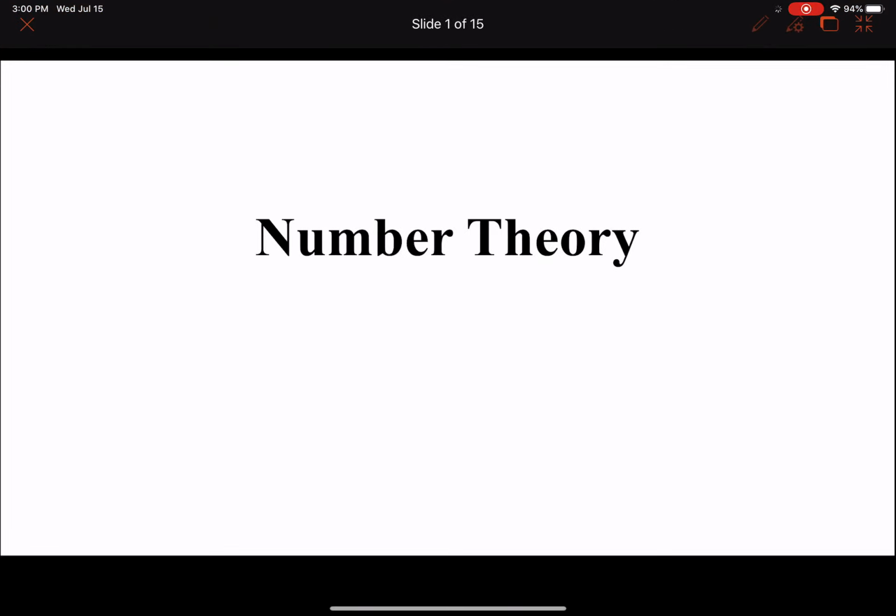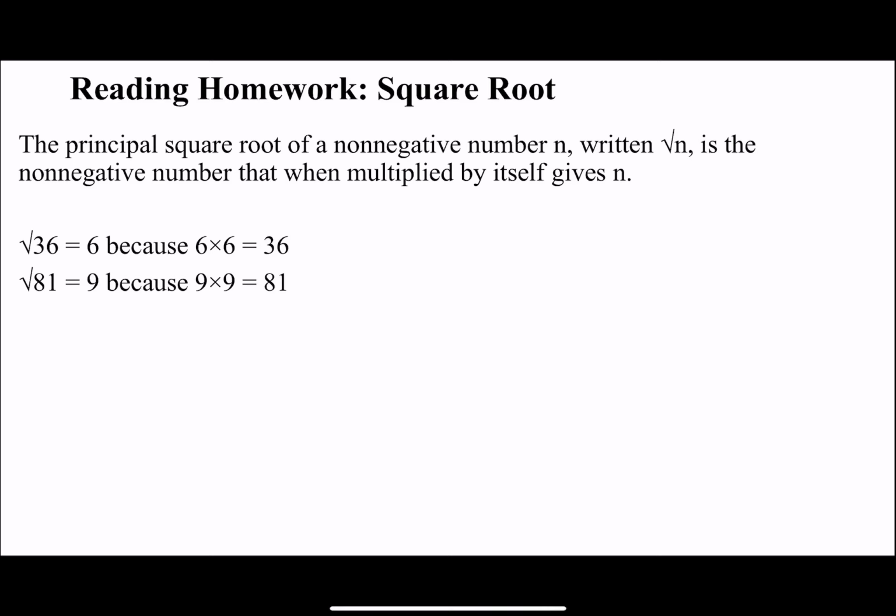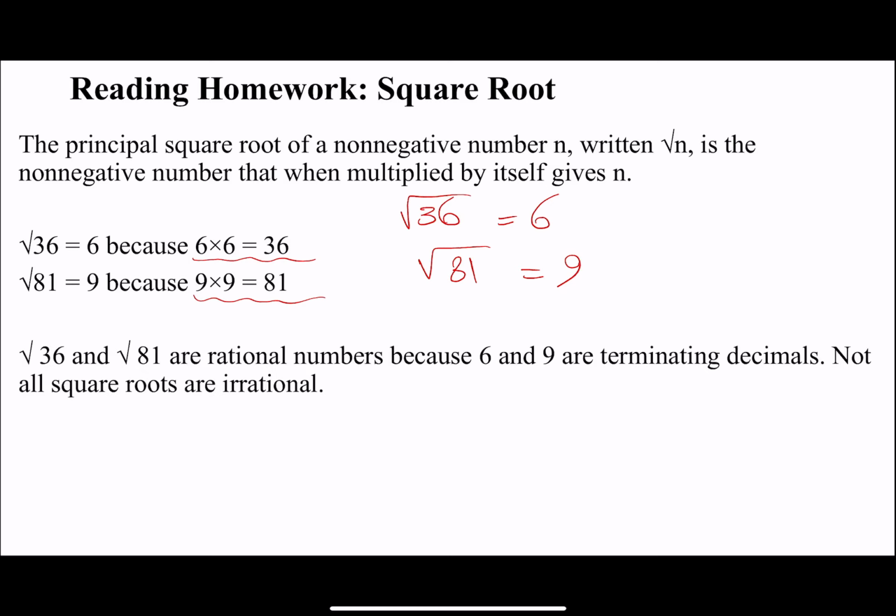One thing in that chapter is about square roots. For example, we have the square root of 36. We know that it's a perfect square, so the answer is 6, because 6 times 6 gives you 36. Or the square root of 81: the answer is 9, because 9 multiplied by 9 gives you 81. So these are perfect squares.